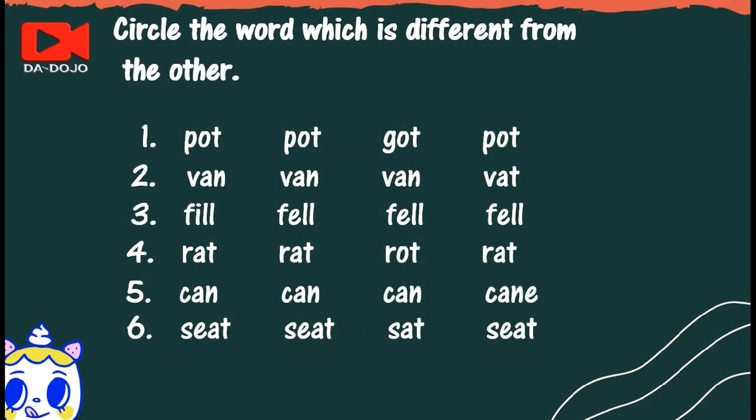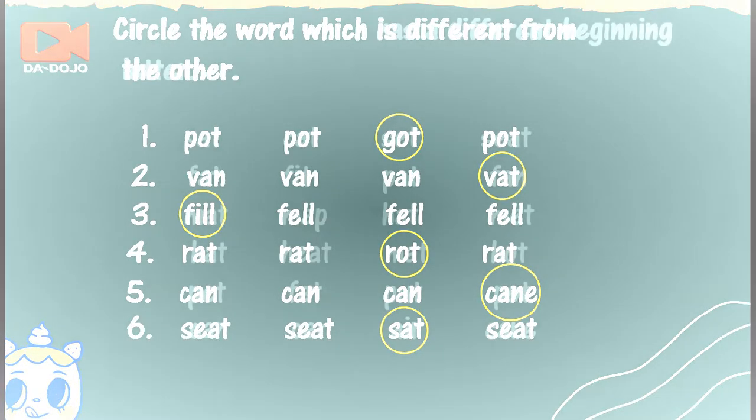Now, let's circle the word which is different from the others. Got. Hat. Fill. Rot. Cane. Sat. Good job, you're fantastic.